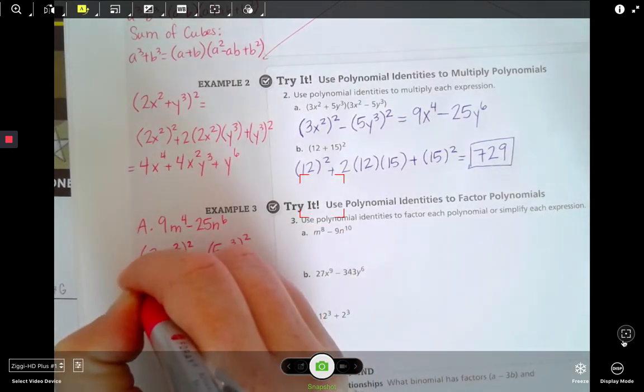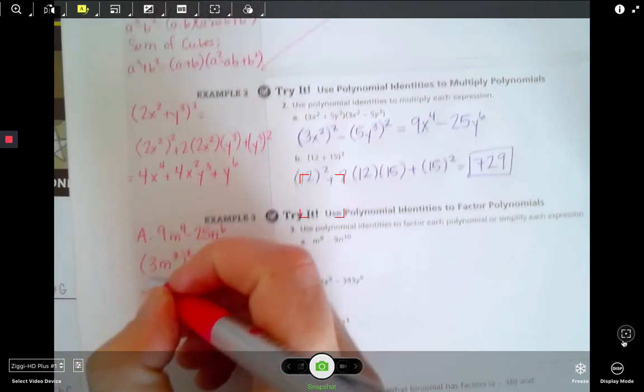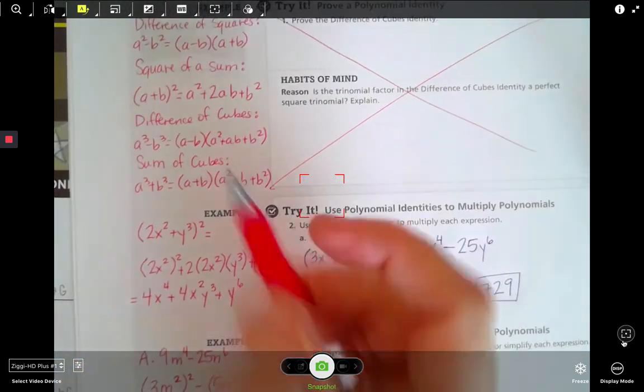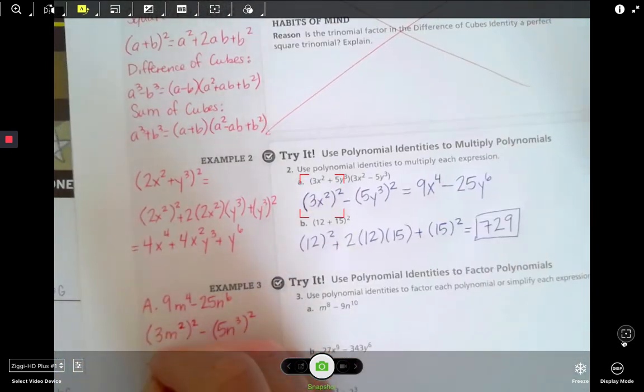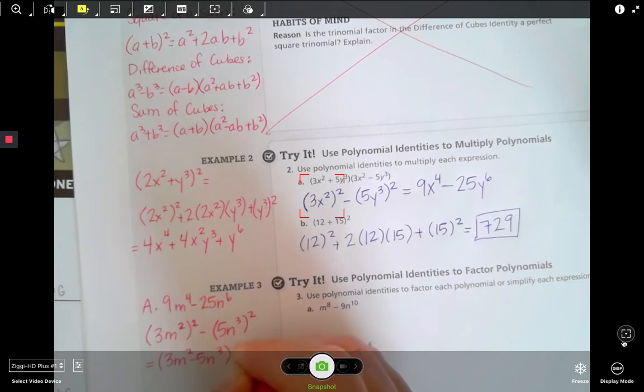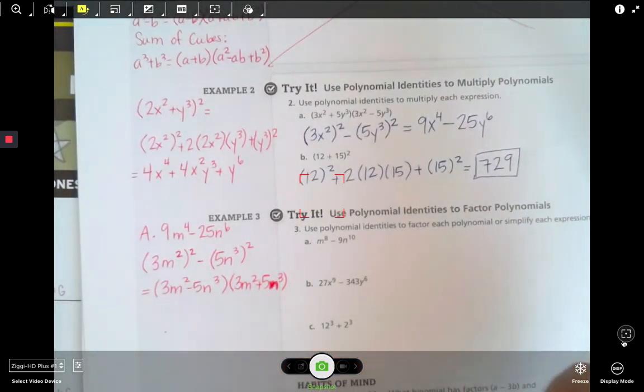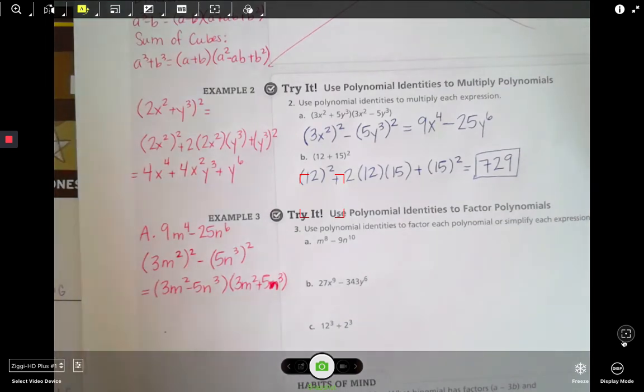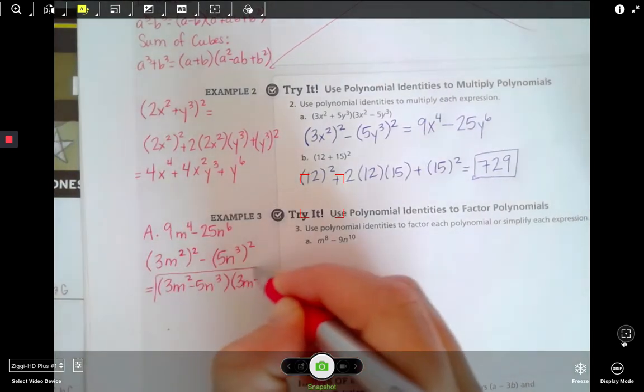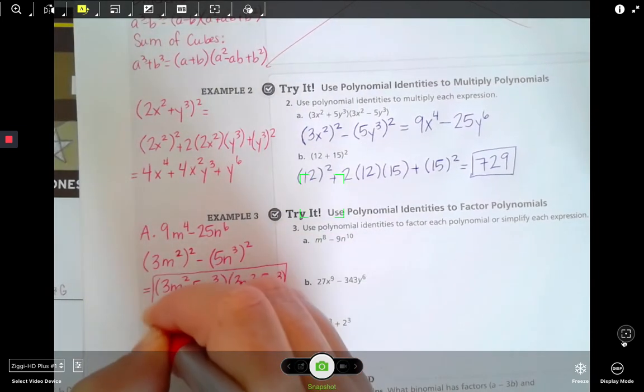So now we write it using that difference of squares formula at the top. We've got a minus b times a plus b. And that would be your answer. All they want us to do is factor this, and that is it in factored form.